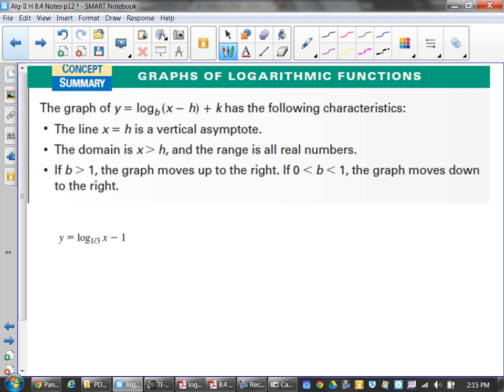Because you're never going to have a negative base. Logarithms don't have negative bases. That's one of the rules. The rule for logarithms is that your base is greater than 0. It doesn't go any less than 0.